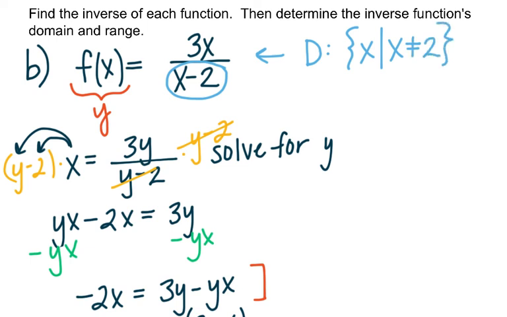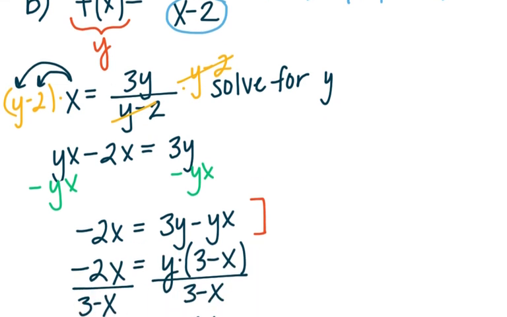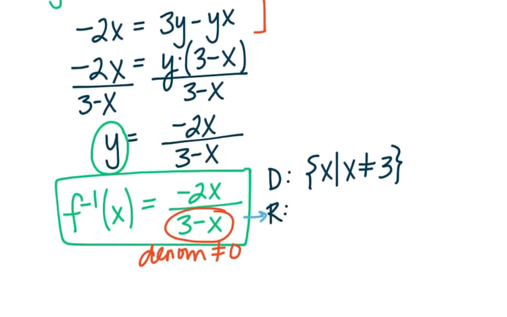So if the domain of the original is x cannot equal positive 2, then that's going to be the range of my inverse. My range is going to be all values of y such that y cannot equal positive 2. So the range of the inverse is the same as the domain of the original function. It's the x and y values that are being interchanged. So here's our inverse function as well as its domain and range.